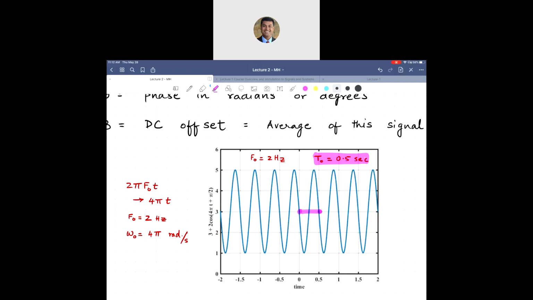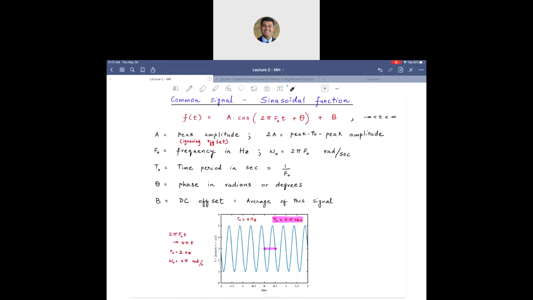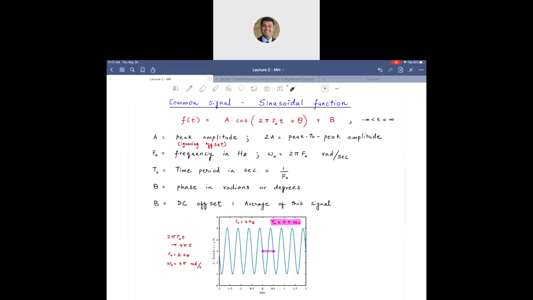2 pi f0 t is going to be what? 4 pi t, because f0 is 2. So the radian frequency omega naught works out to be 4 pi radians per second. The offset over here, or the average of this signal, is going to be 3, as you can see. So if you were asked to find the average of the signal, it would be 3. All right, so those are some parameters, and you can clearly see that we have adjusted the phase by pi over 2, so it has moved a little bit.